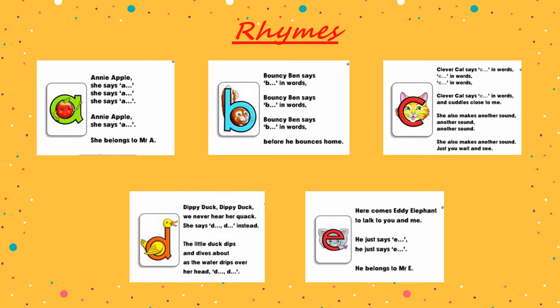Bouncy Ben says B in words. Bouncy Ben says B in words. Bouncy Ben says B in words before he bounces home. Yay! Now the next rhyme is clever cat.